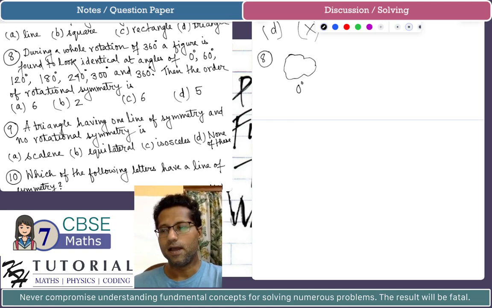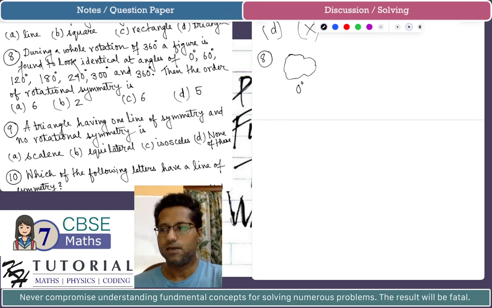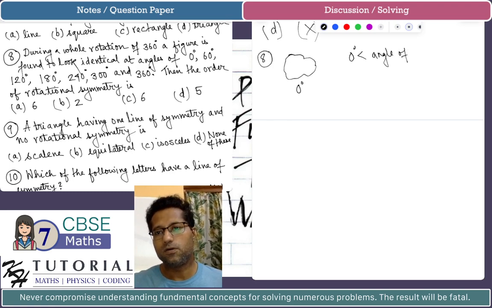Now that angle of rotation will never be 0 degree. It can go maximum to 360 degree. So an angle of rotation will always be less than or equal to 360 degree, and greater than 0 degree. Angle of rotational symmetry. What is a rotational symmetry?